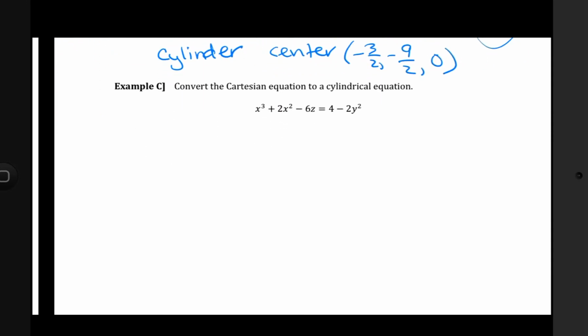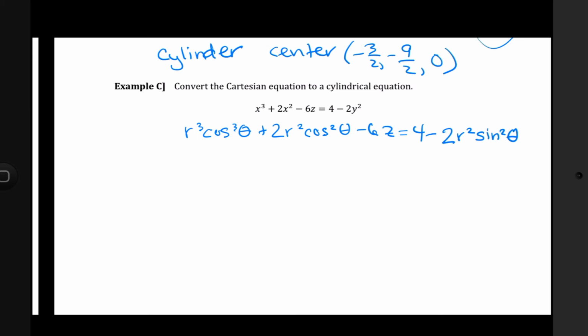All right, this last one we also didn't do in class, convert the Cartesian equation to a cylindrical equation. So now we're going in the other direction. The first thing I would do here is really just replace my x's and y's with r cosine theta and r sine theta. So x cubed is r cubed cosine cubed theta plus 2 r squared cosine squared theta minus 6z equals 4 minus 2 r squared sine squared theta.